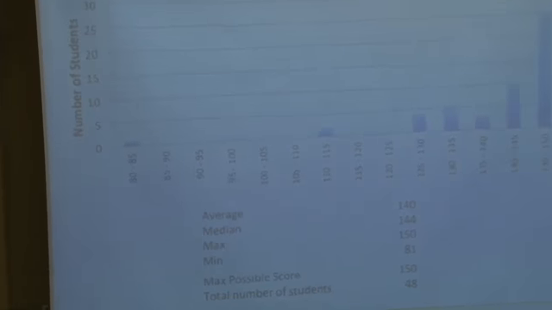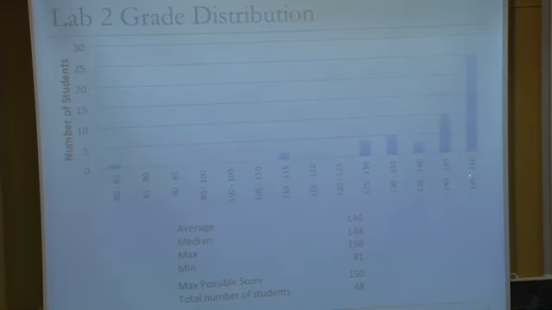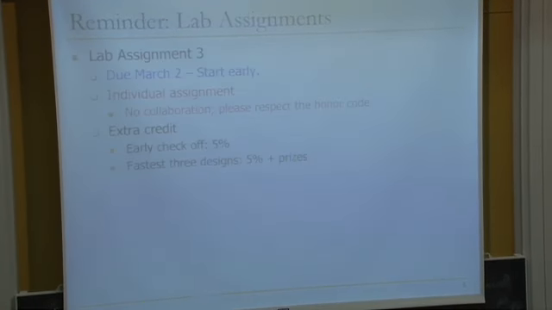So this is the lab 2 grade distribution. Most of you did quite well, actually. It's almost perfect. The maximum is a perfect score, of course. The minimum is 81. But not all of you submitted, I think. There are more people who submitted homework 2 than lab 2.